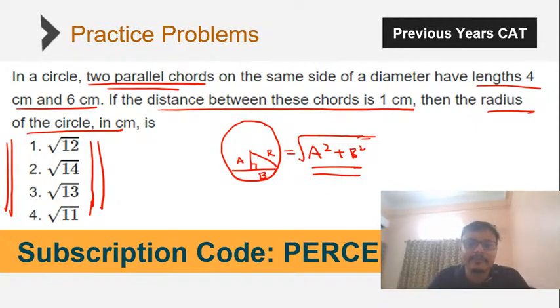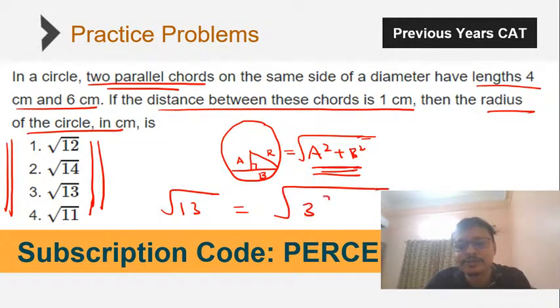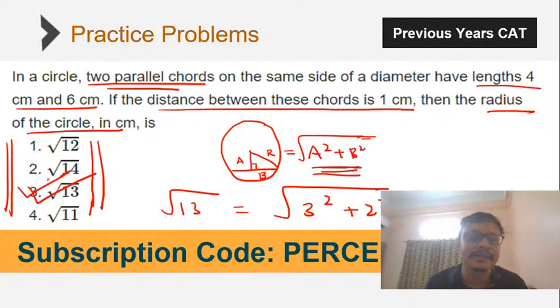Which of these options can be written as the sum of two squares, a square plus b square types? Out of 12, 14, 13 and 11, we know 13 is equal to 3 square plus 2 square, which means the only possible answer can be root 13. So as you can see, no theorems, nothing is required. Simply by looking at the options, you can immediately get the answer.